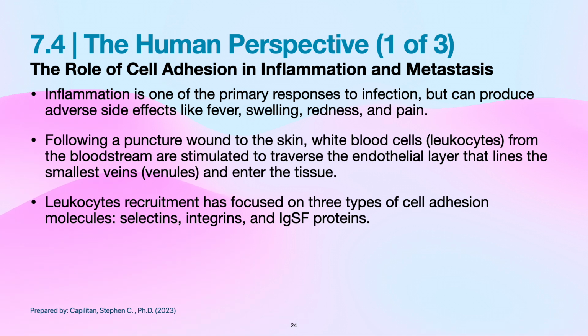Following a puncture wound to the skin, white blood cells, the leukocytes from the bloodstream, are stimulated to traverse the endothelial layer that lines the smallest veins, the venules, and they can enter the tissue. Leukocyte recruitment has focused on three types of cell adhesion molecules: the selectins, integrins, and the immunoglobulin superfamily proteins.